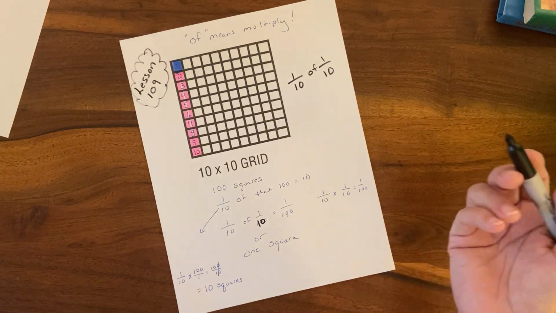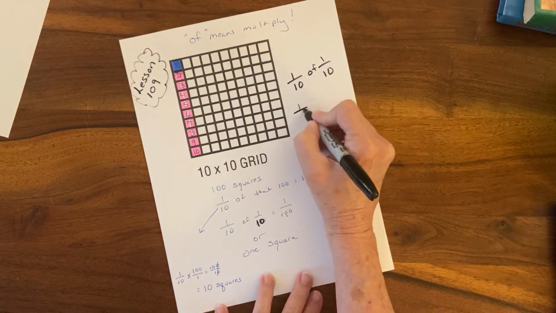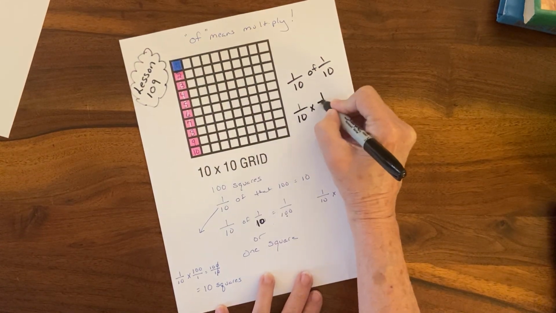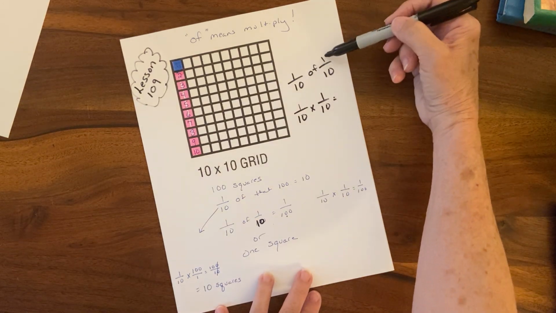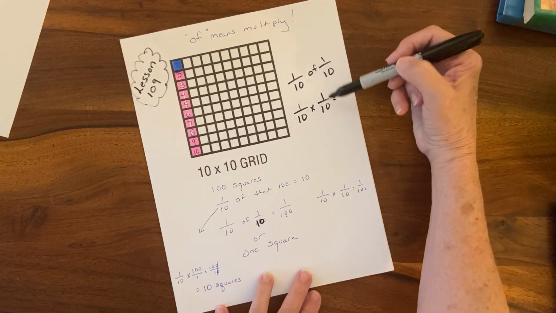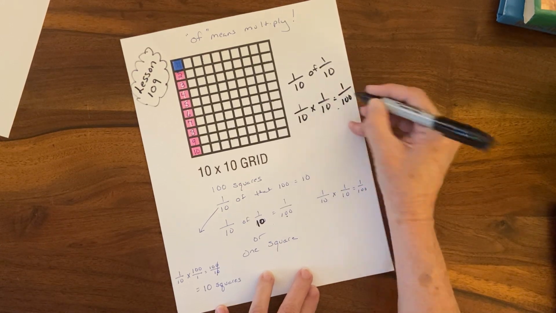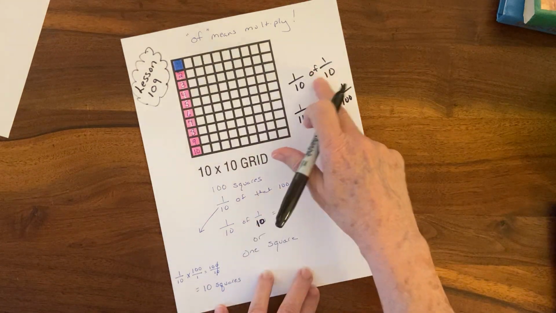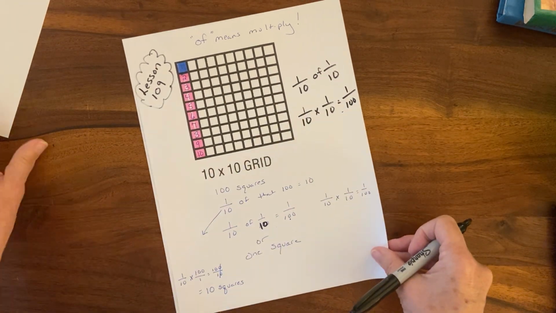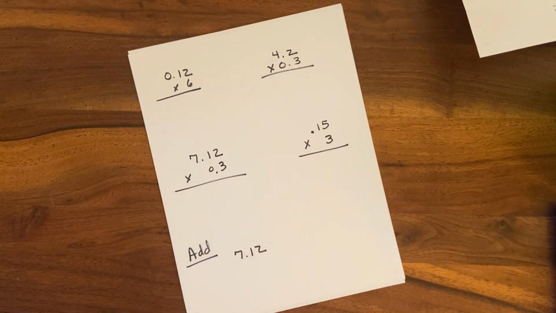The thing to remember with that is of means multiply. So all I'm doing here is saying that. So instead of saying 1/10 of 1/10, I'm saying 1/10 times 1/10. 1 times 1 is 1, 10 times 10 is 100. So that's how I get that answer. Okay, remember, anytime you see of, it means multiply.